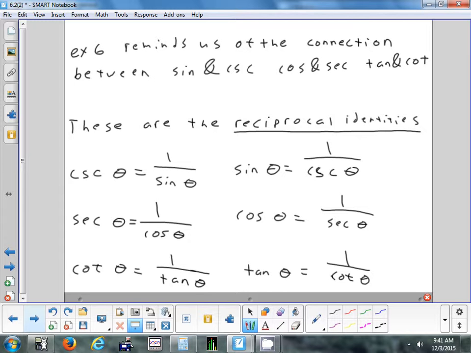And it's called an identity because it's not just true if your angle is 12 degrees. It's true if your angle is anything. It doesn't matter if your angle is 12 or negative 76. It's always true.